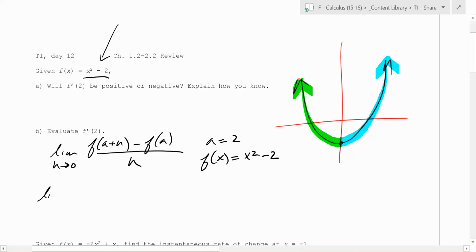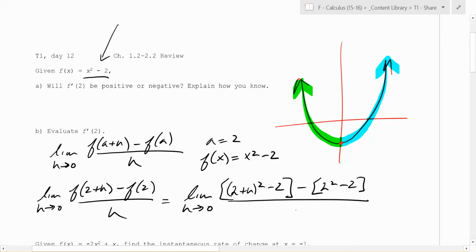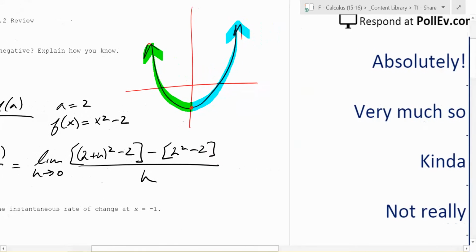So what is this going to be? The limit as h goes to 0 of, well, you're plugging in, it's f of 2 plus h minus f of 2 all over h. That's the limit as h goes to 0. Now we use the function. Where do we plug in 2 plus h? Into the x of the function, yep. So it's 2 plus h squared minus 2. And what do we subtract from that? 2 squared minus 2, right? Over h. Finish this for me and see if you can get an answer.